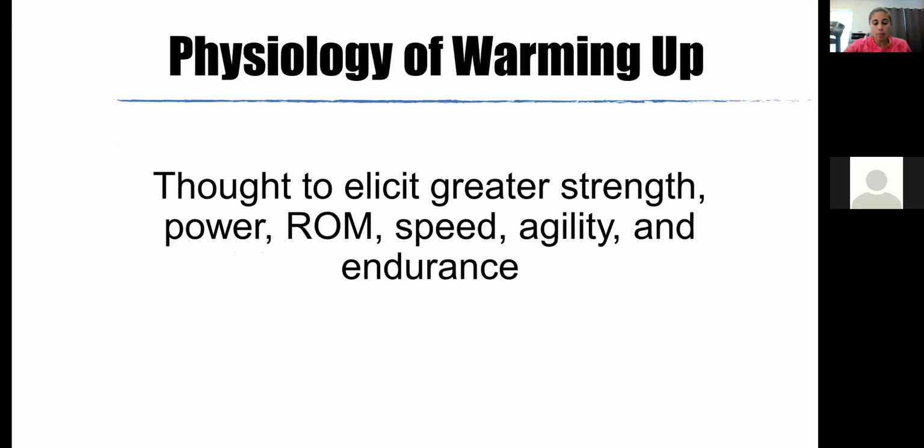So when we do warm up, the idea of a warm up is to hopefully improve strength, power, range of motion, speed, agility, and endurance, and get us ready for that higher intensity activity that we're going to be doing, whether it's a sporting event or just working out at the gym, again, depending on the client's goals and their needs.